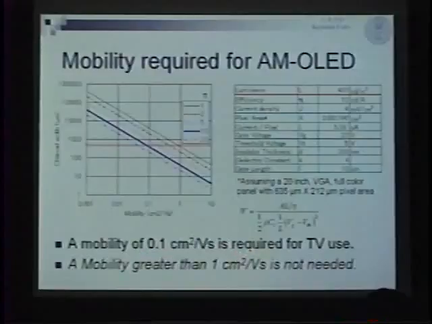This is required for TV use. So this value is not so high. And of course, it depends on the efficiency, but I can say mobility greater than 1 square centimeter per volt second is not needed. So there is a chance for OTFT or amorphous silicon to get the marketplace.